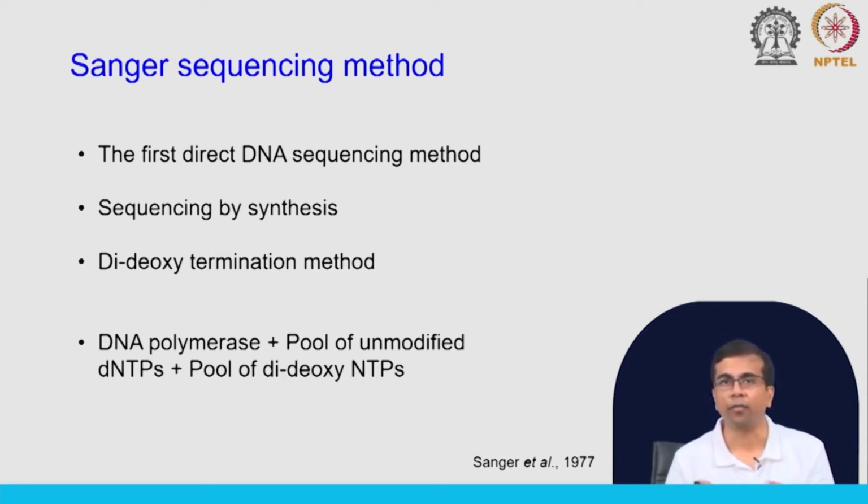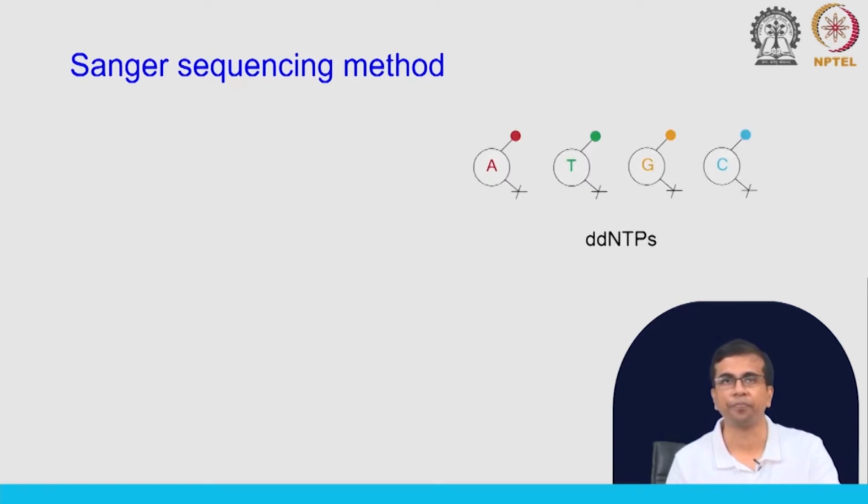Okay. Now, what should be the ratio of these unmodified dNTPs and the dideoxy NTPs? There are specific ratios that we have to follow, again depending on the length of the molecule that we are sequencing, right. So, again there is a specific ratio that we follow in this process.